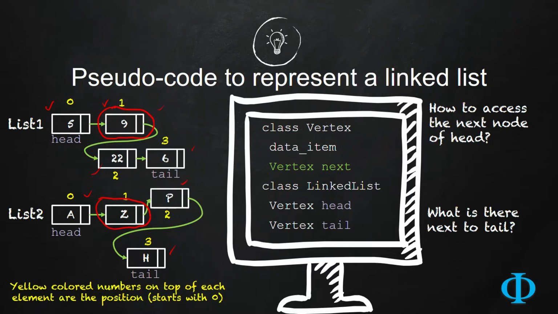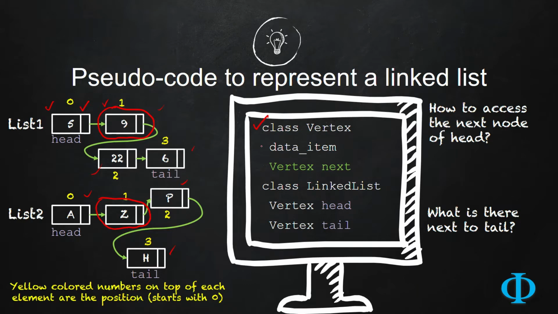To represent these vertices in a computer program or in pseudocode fashion, we can use a class. Why class? Because a class can encapsulate more than one item inside. So now, what are the contents? What items should we encapsulate inside this class? If you look carefully, each of these linked list nodes, or each of the linked list elements or vertices, has two different parts inside.